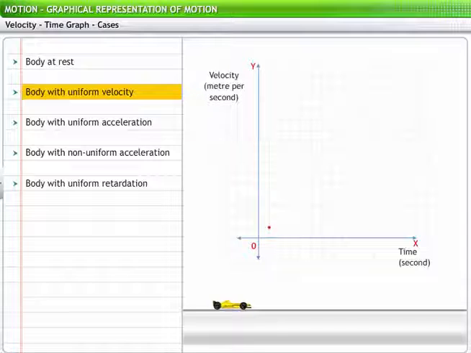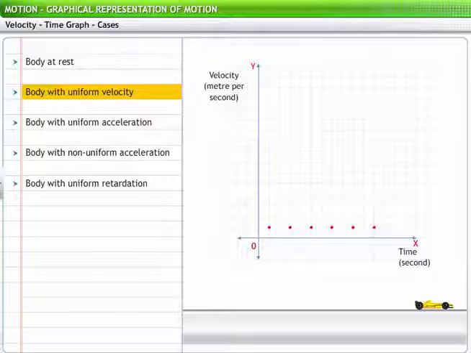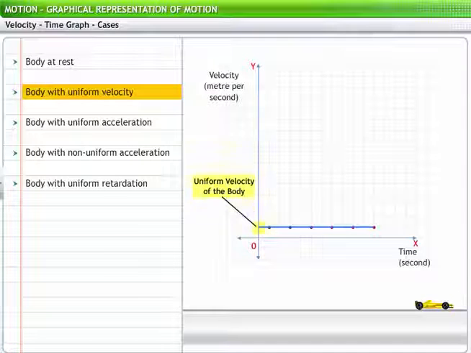When a body moves with uniform velocity, there is no change in the velocity with respect to time. Therefore, the velocity-time graph for a body with uniform velocity will be a straight line parallel to the x-axis. The point where the line intercepts the y-axis shows the magnitude of the uniform velocity of the body.